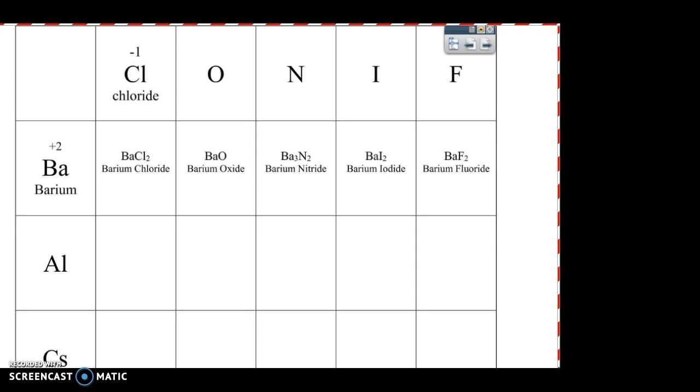So when you're naming these things, and if you have my packet, this is page 2 in the packet, what you want to do first is figure out the oxidation numbers of the anion. So oxygen, it has 6 valence electrons, so to get its valence shell full of electrons to be more stable, it will tend to gain 2 electrons. So that's why it has a -2 charge.